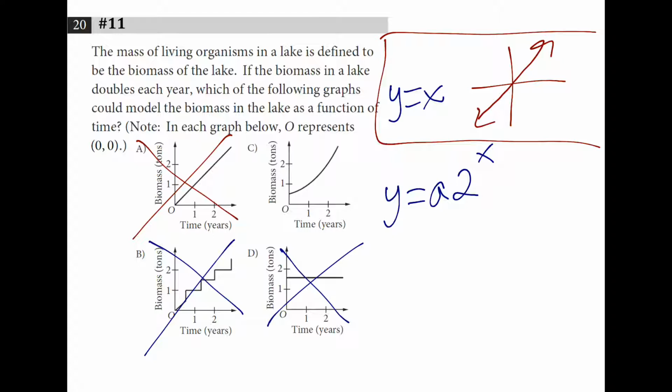For choice C, we're looking at a different type of function, where we have some initial starting population A, and it's being multiplied by 2 to the power of x. In other words, this is how it doubles each year. What does that parent function look like? It looks like this, C.